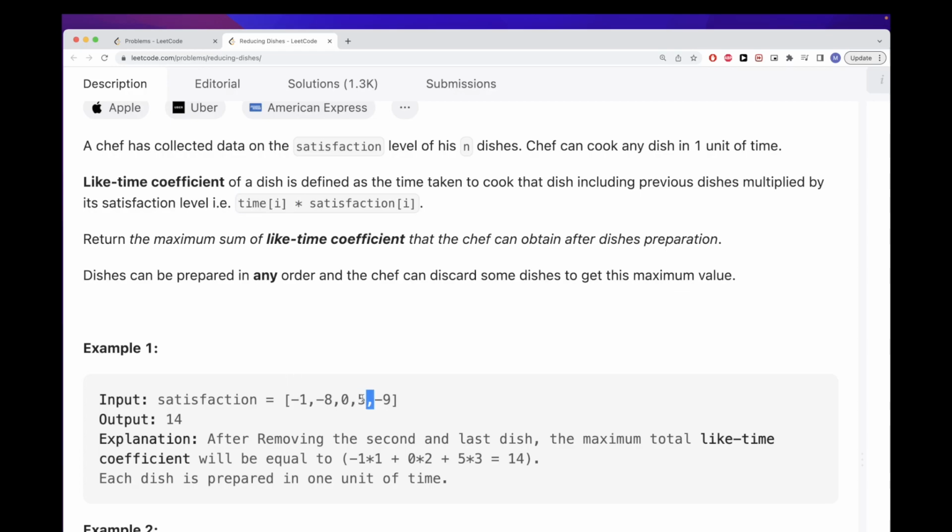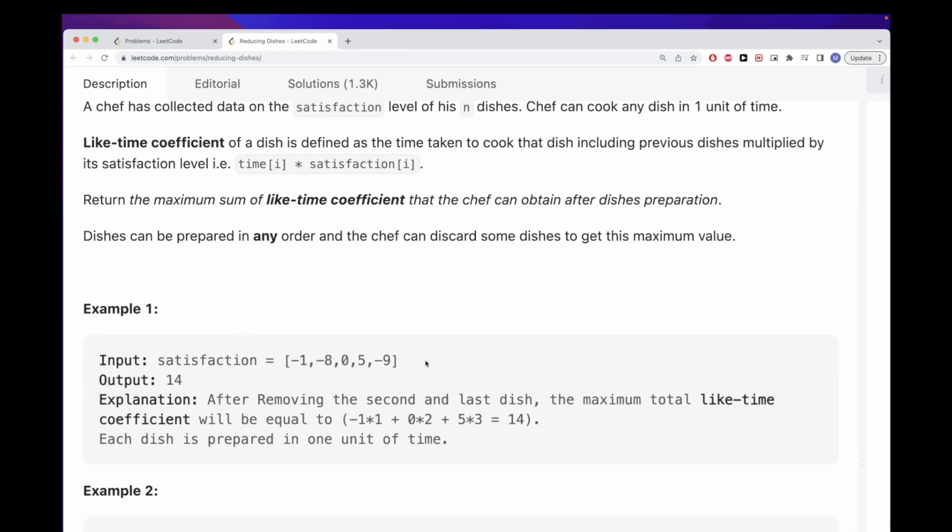So if we choose this one to cook first, then the time would be 1 and the satisfaction would be 5, so it would be 1 multiplied by 5. That would be the like time coefficient. If we choose, let's say, -8 second, then the time would be 2, because each time increases. You cook a dish in 1 unit of time. So when you cook the second dish, the time increments by 1, and so this would be 2 multiplied by the satisfaction value, which would be -8, so it would be -16, right? So that's sort of the idea here.